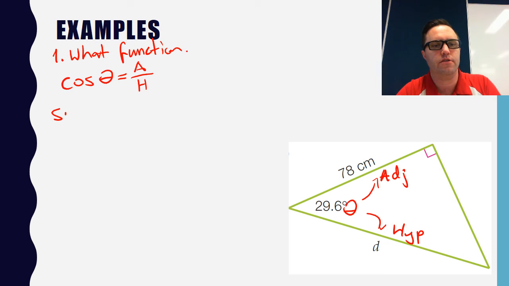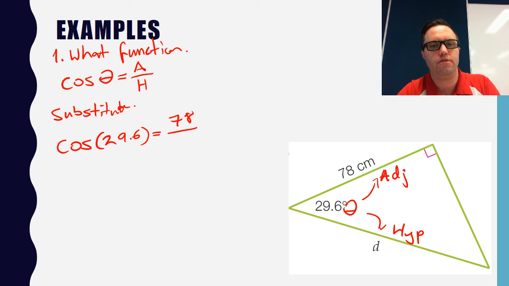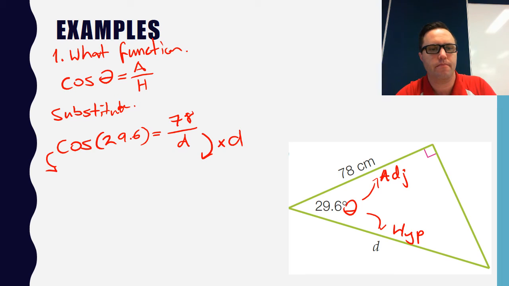So then the next thing we do is we substitute in. Okay, and so we've got the cosine of 29.6 is equal to, the adjacent is 78 over the hypotenuse d. Okay, right, so now we solve. So now I'm going to multiply both sides by d, and I get d cos 29.6 is equal to 78.